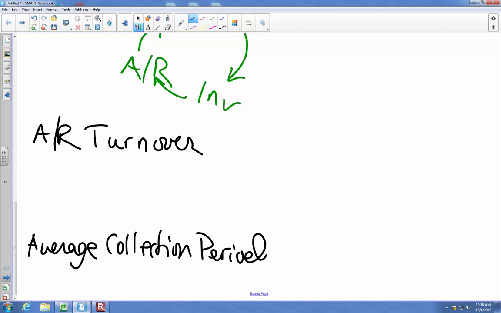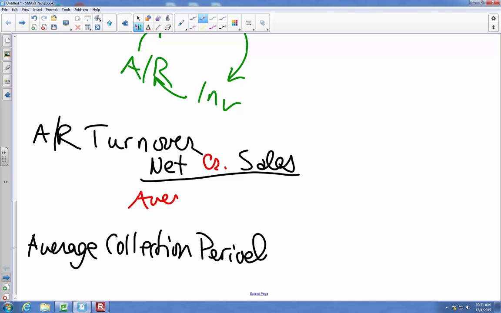Okay, turnover of business means how fast is this cycle happening, right? So to calculate AR turnover, and I'm going to put the words that are really critical to pick up in red, it's net sales, but not all your sales, only credit sales. Net credit sales divided by average AR.